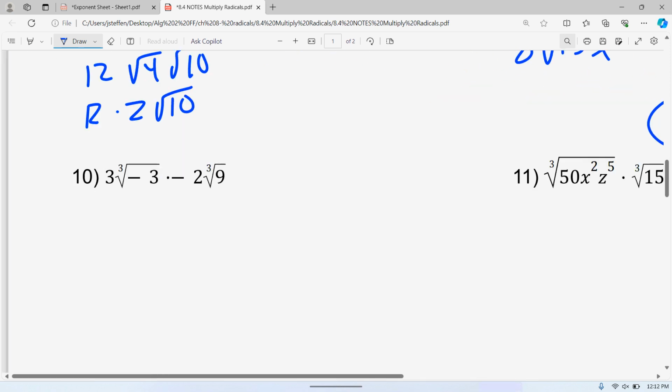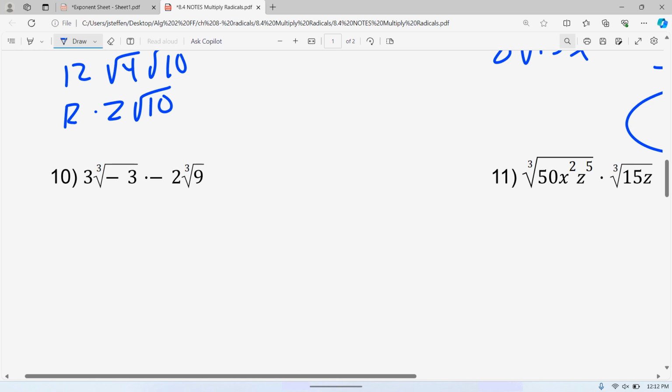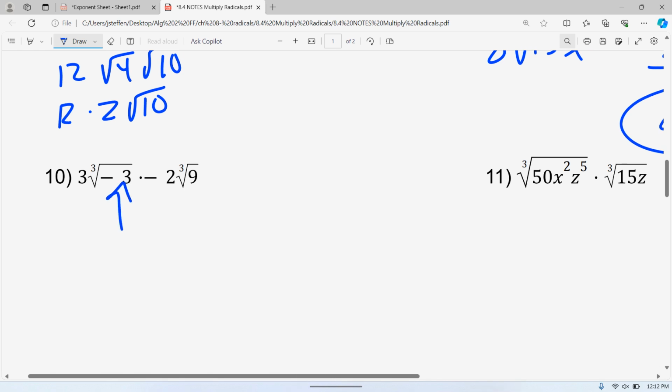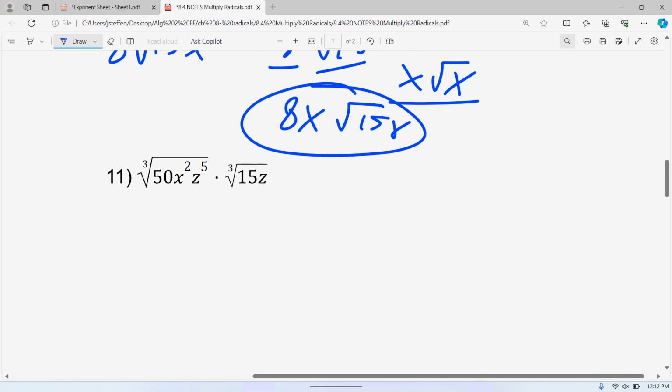I'm going to skip over number 10 real quick because, again, it's got a negative and I don't necessarily want to deal with that right now. These are third roots. So we have 50 times 15. We have x's, and then we have z and z to the first. So that's z to the sixth.